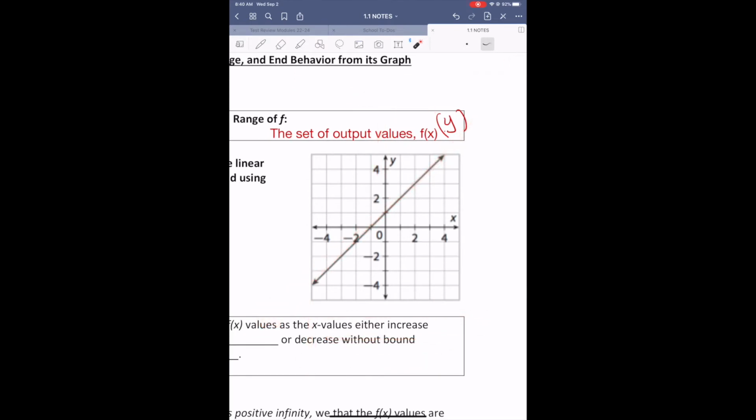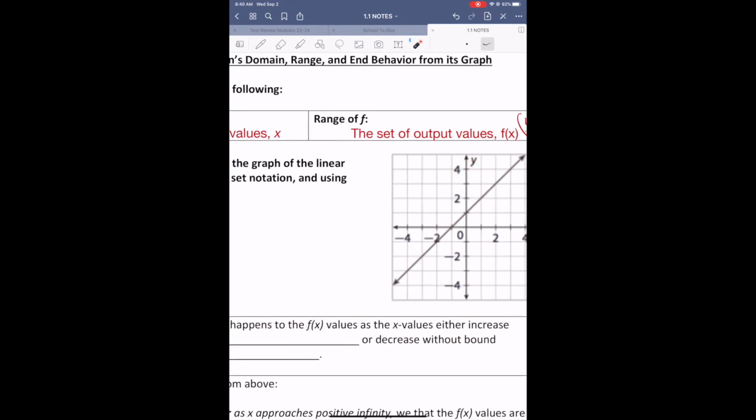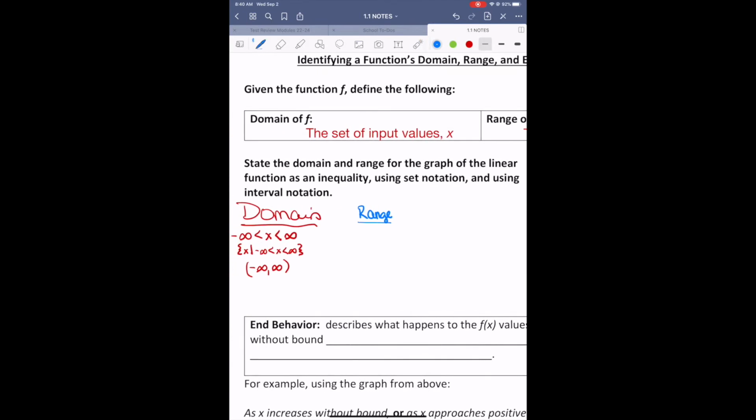Now, range is always read from bottom to top, always. So in this case, we are starting from the bottom. So we're going from negative infinity, less than y, less than positive infinity. For set notation, we are now defining the y values or the range such that we go from negative infinity to positive infinity. And interval notation, we go from negative infinity to positive infinity, parentheses around both.